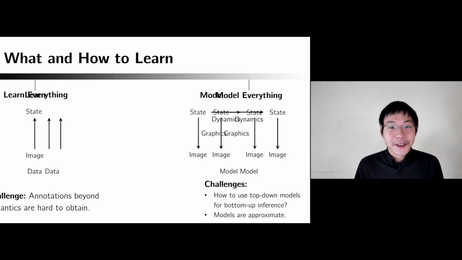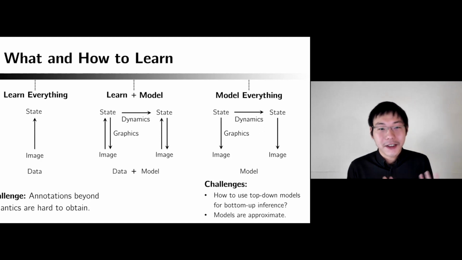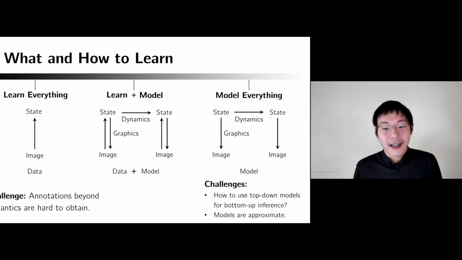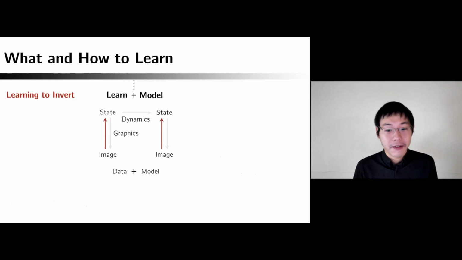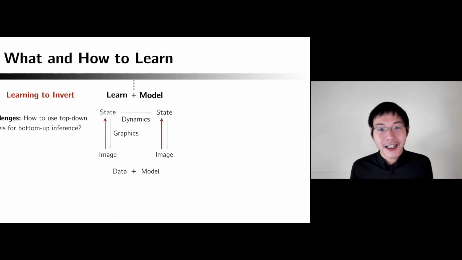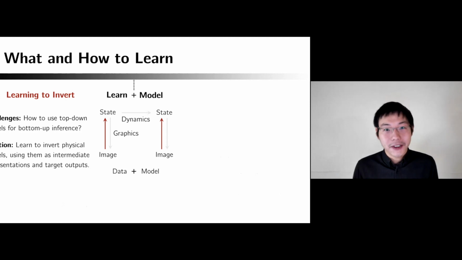So the theme of my research is thus to combine the two, right? Try to integrate learning with modeling so that you can get the power of both the data and the model. In particular, we can use learning in 2 ways. The first way we call learning to invert. That is, we have the challenge of how to use a top-down model for bottom-up inference, for inverting object geometry and physics. We can use machine learning or deep learning to invert these physical models. But these physical models are very important because they tell you what important intermediate representations you should build into your learning system, and what the training target of your learning system should be.